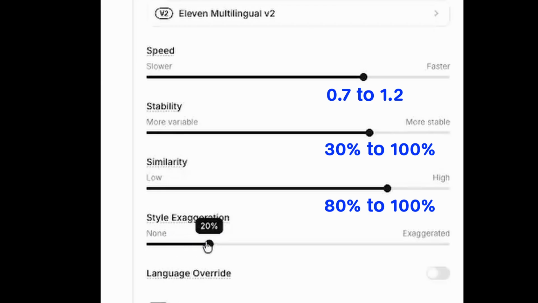For style exaggeration, start at 0% for the original delivery style. Increase only if you need to amplify that style up a notch. Don't go higher than 50%.